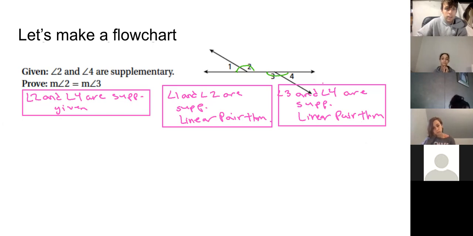All right, let's do a new color to do my next layer. All of these say that I have supplementary angles, right? So we want to keep in mind where we're going. We're trying to show 2 and 3 are equal. So I need an equation that has both angle 2 and angle 3 in it. This one would have 2 and 4. This one would have 1 and 2. This one would have 3 and 4.